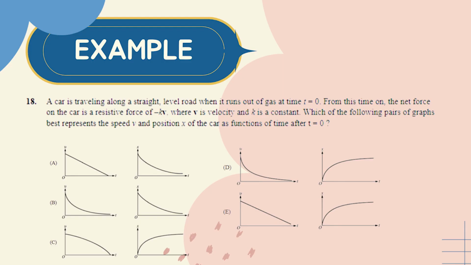So here's question 18. A car is traveling along a straight level road when it runs out of gas at time t equals 0. From this time on, the net force on the car is a resistive force of negative kv, where v is velocity and k is a constant. Which of the following pairs of graphs best represent the speed v and position x of the car as functions of time after t equals 0?